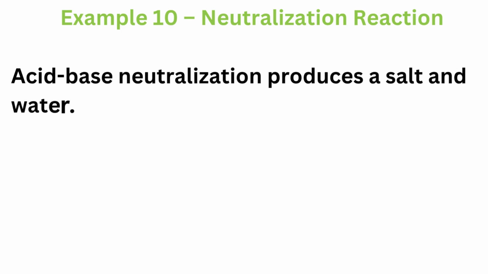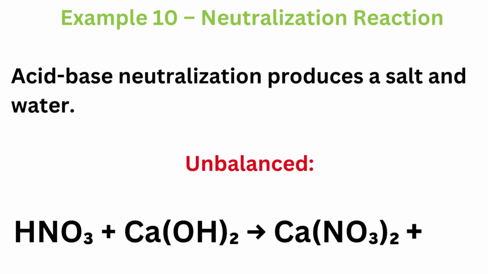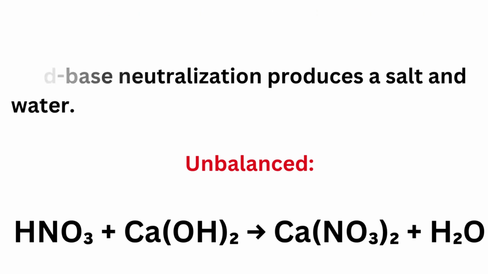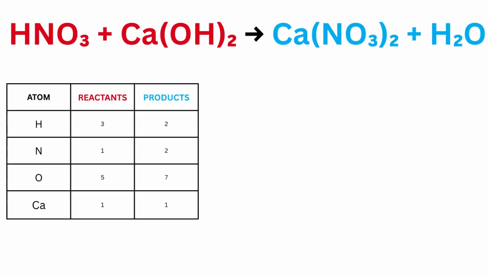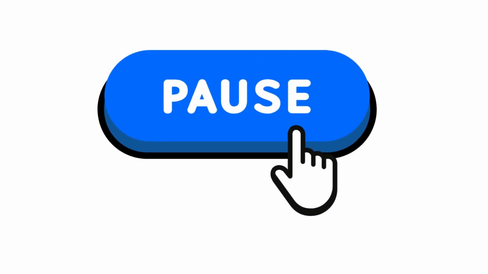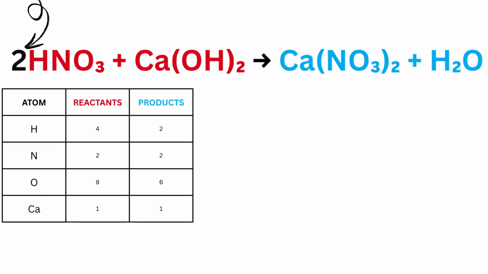For our final equation, we will balance an acid-base reaction, also known as a neutralization reaction, between nitric acid and calcium hydroxide. Acid-base reactions always produce a salt and water. Let's get into it right away. First, we tabulate and review the atom totals on both sides of the equation. I will leave this one again for you to practice. You can pause the video and attempt to balance the equation. The answers will be in the following slides, step by step.